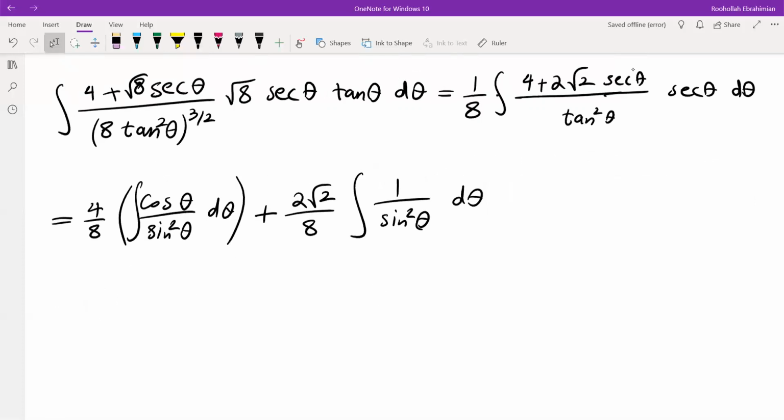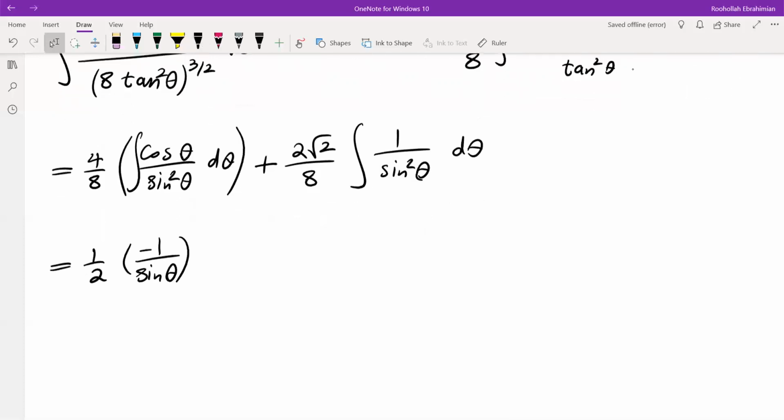So both of these are fairly easy to integrate. That's 1/2. The first one is going to be negative 1 over sine theta, because the derivative of 1 over sine theta is negative 1 over sine squared times cosine, and I need another negative sign. Plus root 2 over 4 times cosecant squared, and that's the derivative of negative cotangent, plus a constant. So that's what I get at the end as the integral.